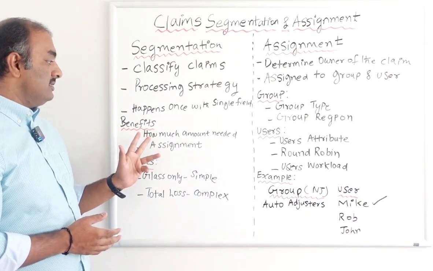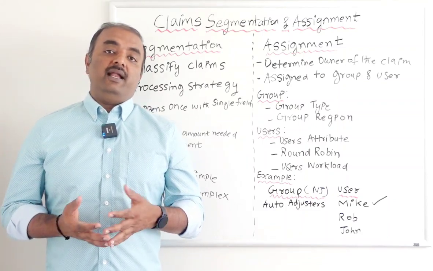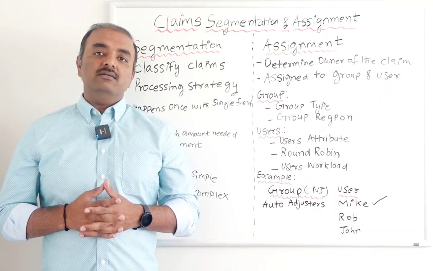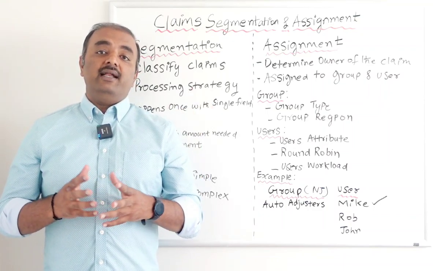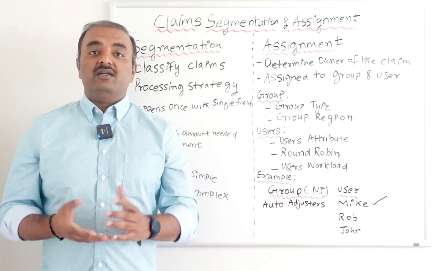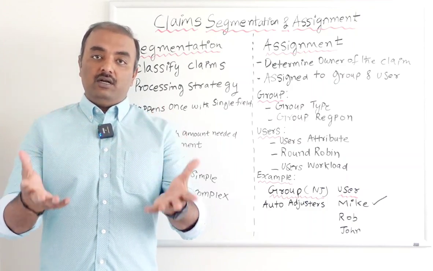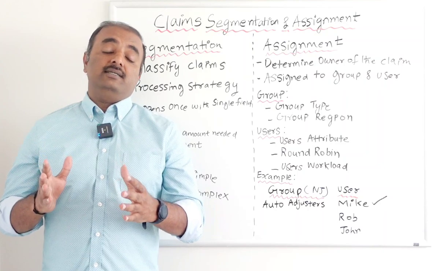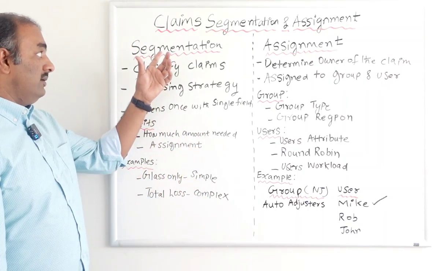Now what are the benefits? As I told you, you determine the amount needed to make a payment. Say initially you got a claim and you determine that the claim is simple, for example glass breakage or windshield breakage. Then you set aside, say, $500. If it's a complex claim, maybe your amount can be like $10,000. So based on the type of claim, you set aside some initial reserve amount. That is one of the benefits of segmentation.